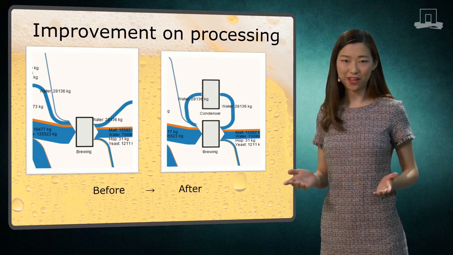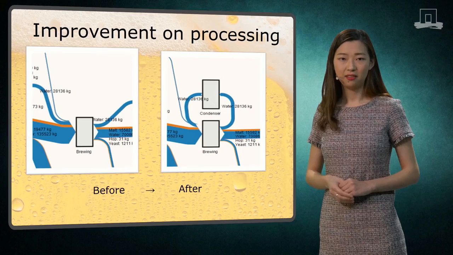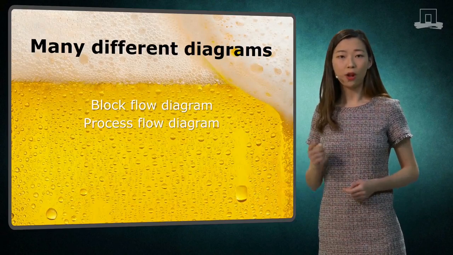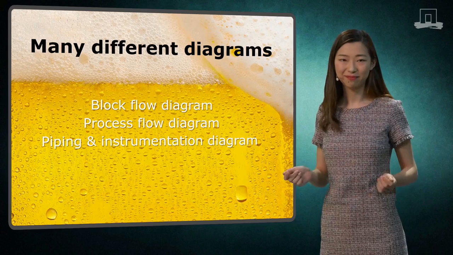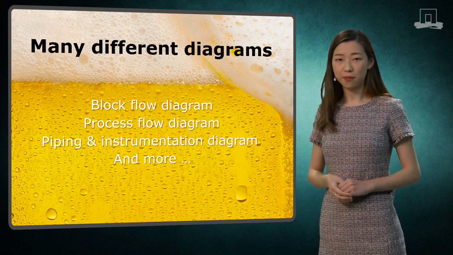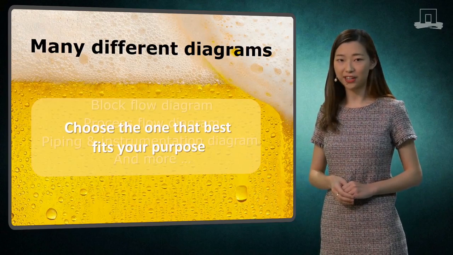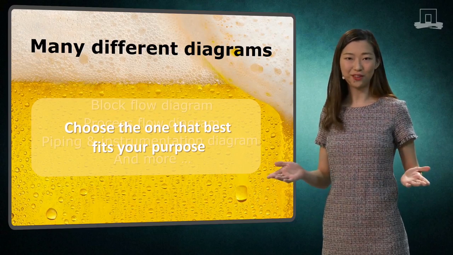There are many kinds of diagrams showing the same thing in the different aspects. Not only the block flow diagram and the process flow diagram, but also a pipe and instrumentation diagram, and much more. When selecting the most suitable one for your work, think about your purpose of the work and the aim you want to achieve. Well, that's all for this clip.